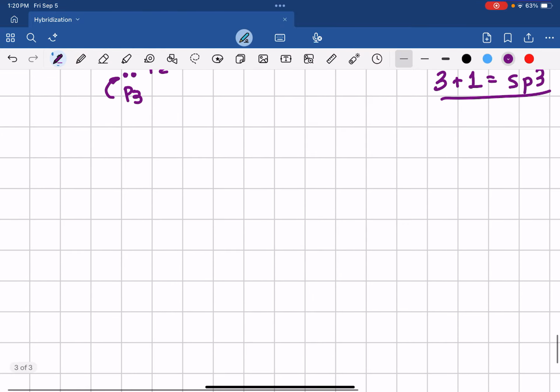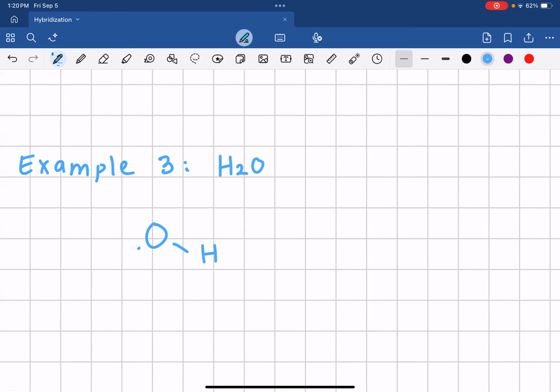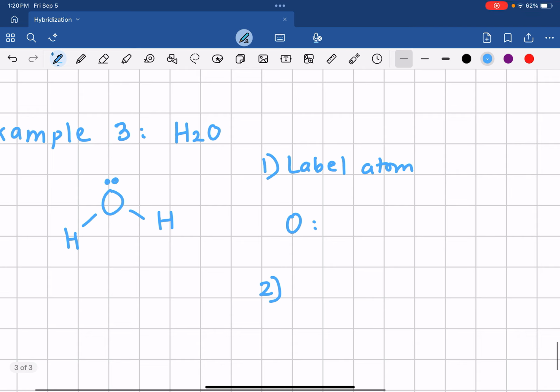All right, let's go to example 3. Because the more practice, the better. And hopefully, once you do so many of them, it'll start to make sense. Let's do H2O, which is simply water. Oxygen is bonded to 2 hydrogens, and it has 2 lone pairs. First, step 1, label the atom you want. I know what atom I want. It is oxygen.